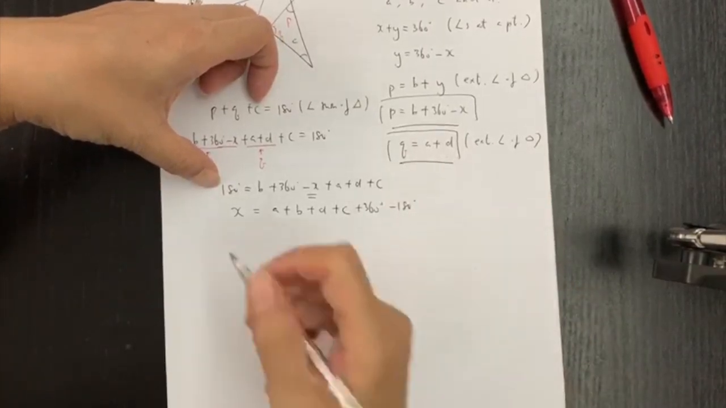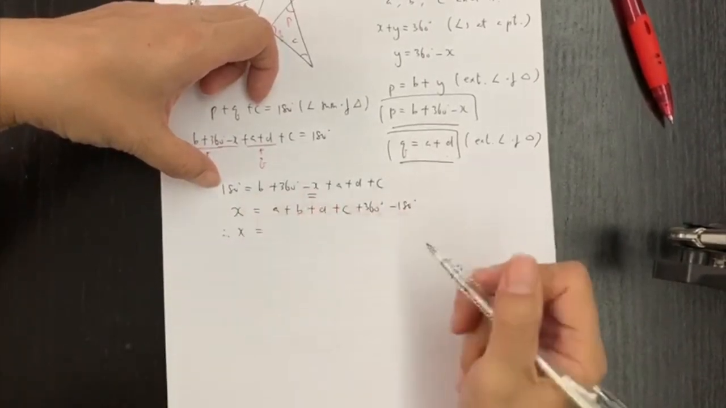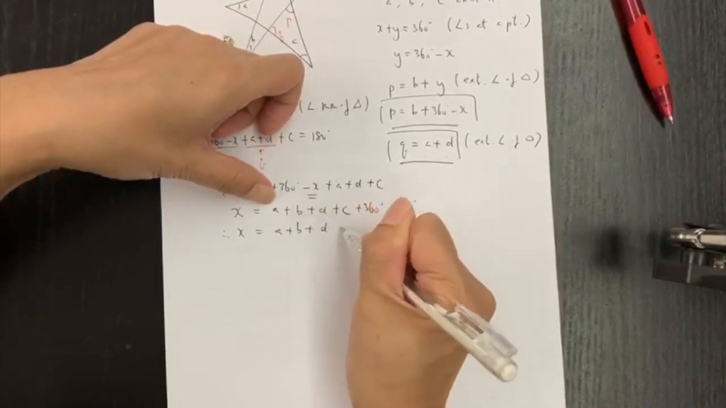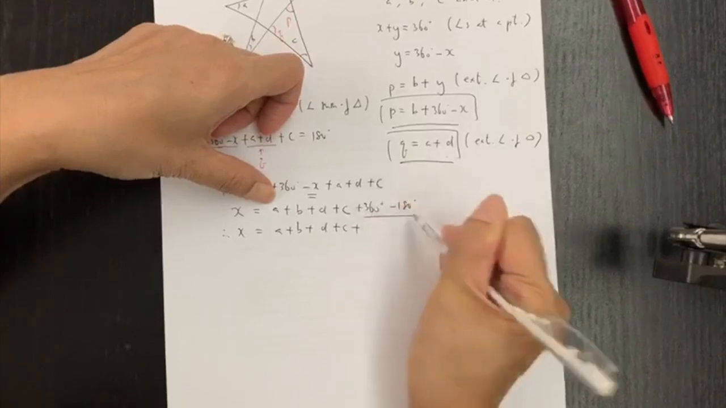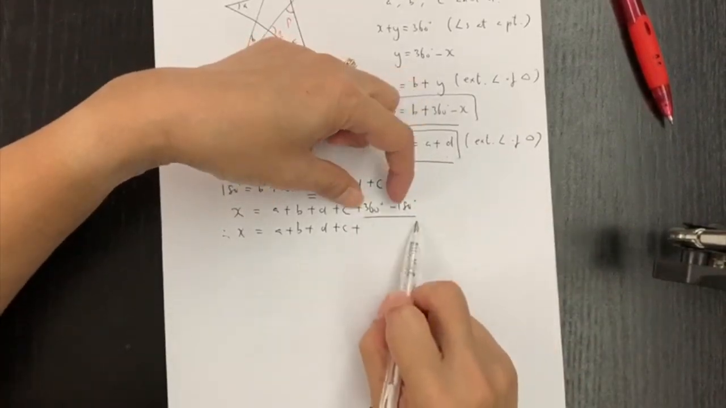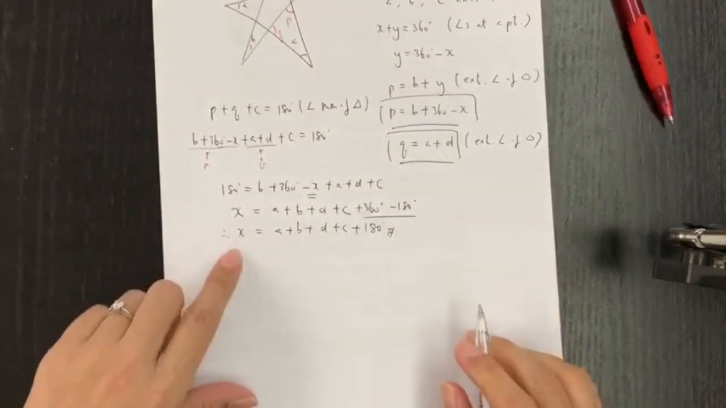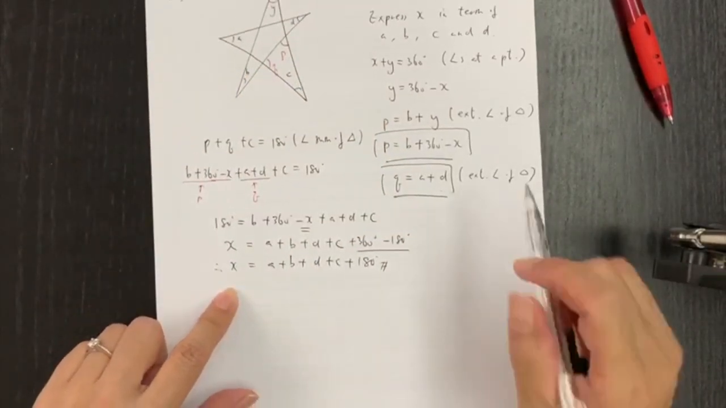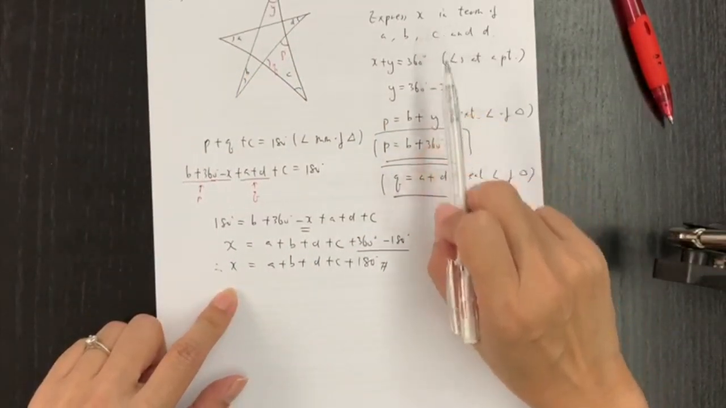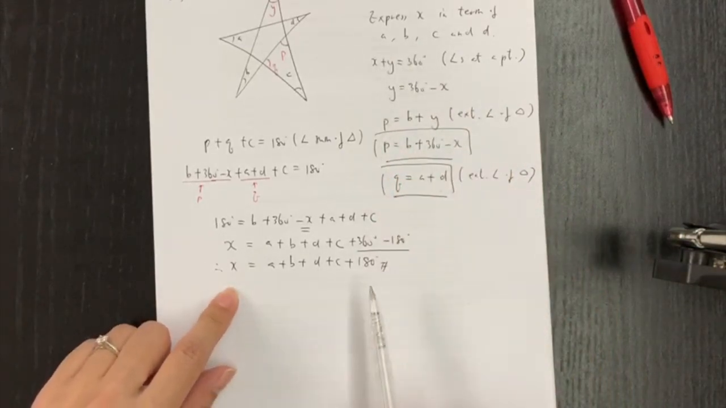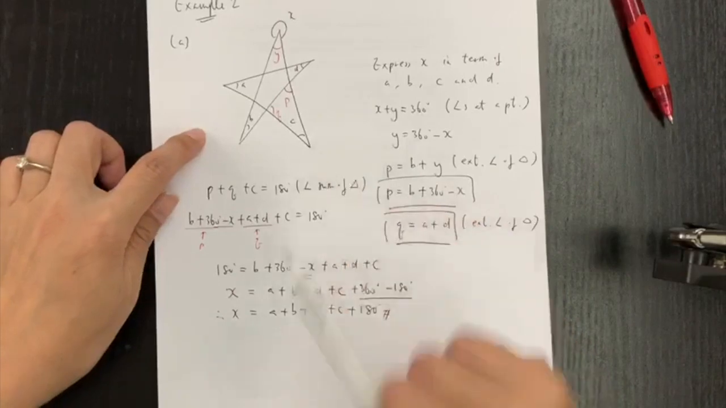Almost done. So therefore, what is the final answer? The final answer will be A plus B plus D plus C plus, what is 360 minus this, which will be 180. So this is it. This is how we express X in terms of A, B, C, and D. This is the final answer in this example.